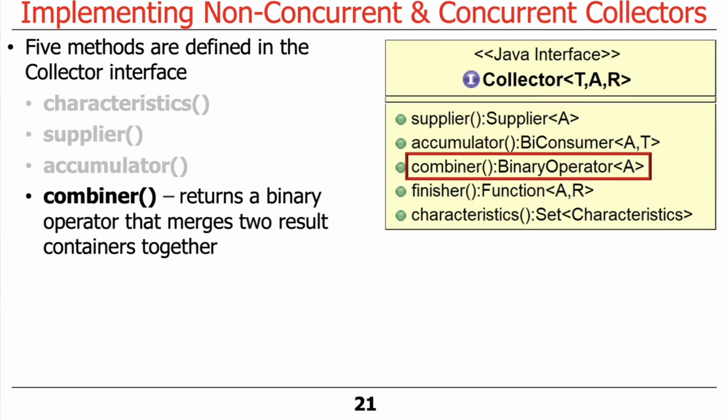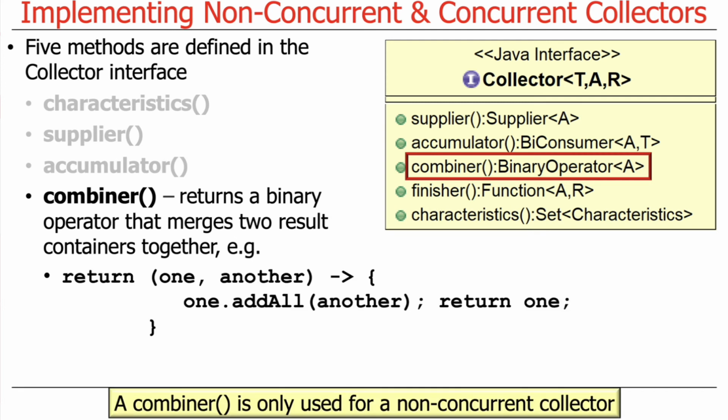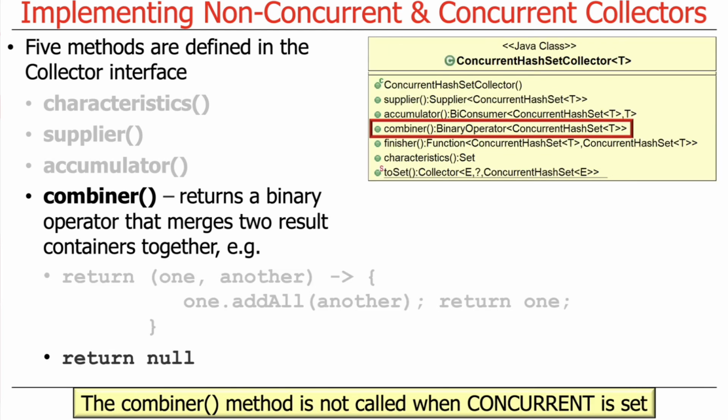The combiner is a factory method that returns a BinaryOperator that merges two result containers together. So here's a very simple example. If we were to use an ArrayList, or any list for that matter, then here would be a common way to implement the combiner. We would take one list and another list, and we would add the other list at the end of the one list and return the one list. So basically, we're just appending it to the end of the list. And keep in mind, combiners are only used for non-concurrent collectors. For concurrent collectors, this would be a no-op.